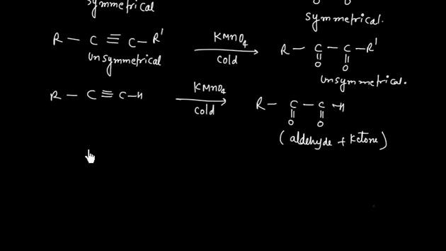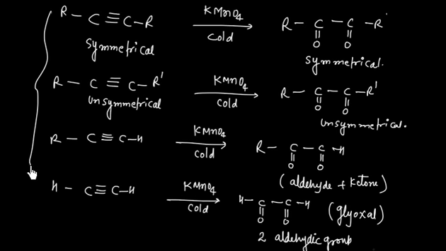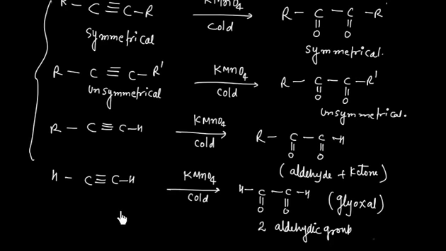Now we can have a special case, that is if I have acetylene and if this is treated with cold KMnO4, we will have aldehyde groups on both sides. This is called glyoxal. So we have two aldehyde groups. This molecule is called glyoxal. Now the same thing, we can treat this reactant, so this is with cold KMnO4. We can have the same reaction with hot KMnO4.